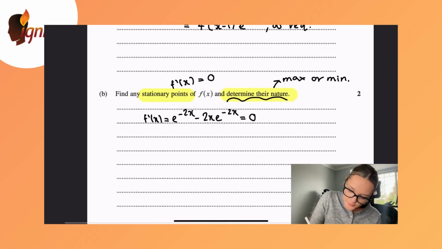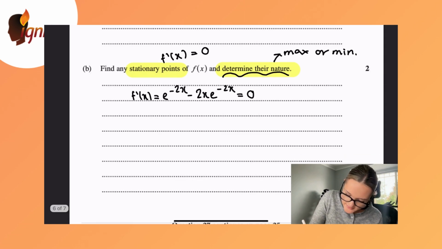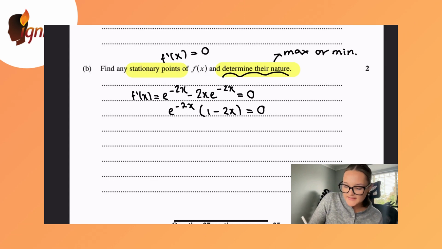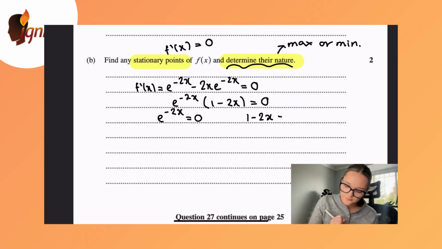To solve here, let's pull out a common factor to start off with. So I have e^(-2x)(1 - 2x) = 0. I can set both of these equal to 0 using the null factor theorem. So e^(-2x) = 0, and 1 - 2x = 0.